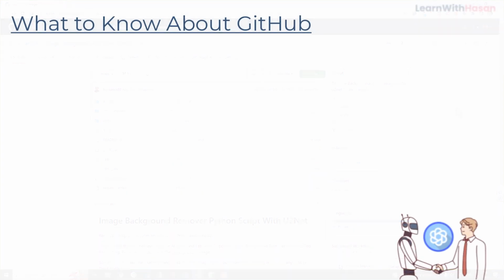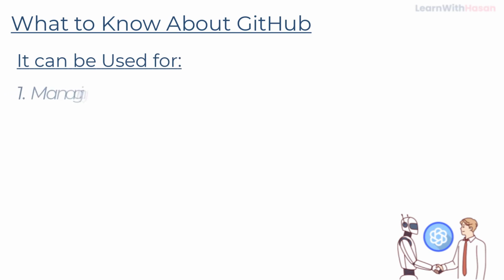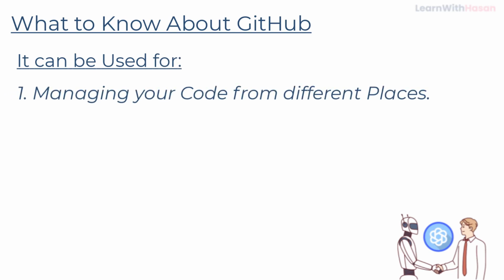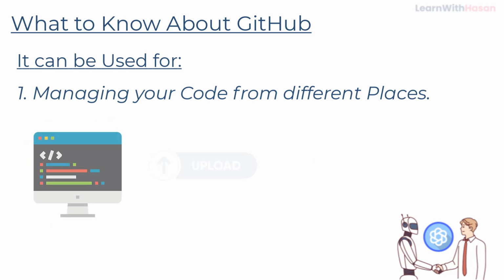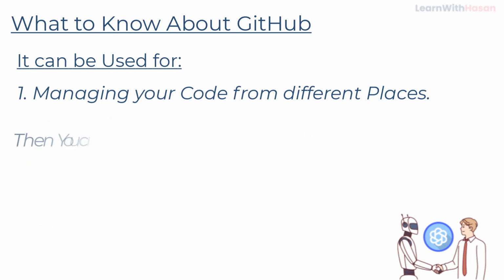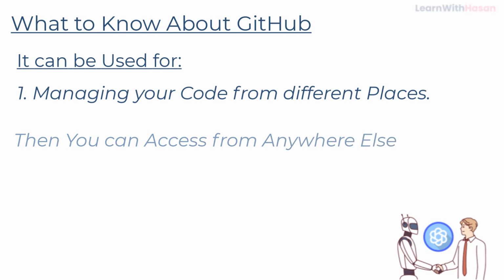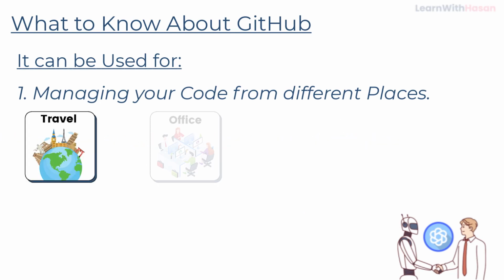Now what I want you to know mainly about GitHub is you can manage your code from different places. This is the first use case. For example, you are at home and you create an application, a script, you upload it to GitHub, and then you can access it from anywhere else. Maybe you traveled, maybe you went to your office.